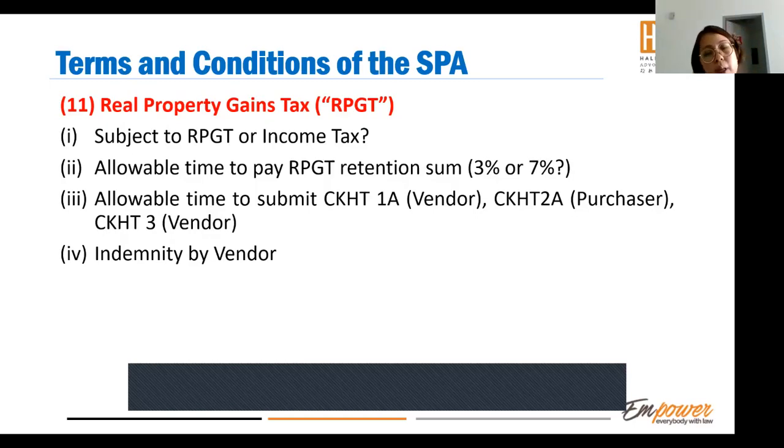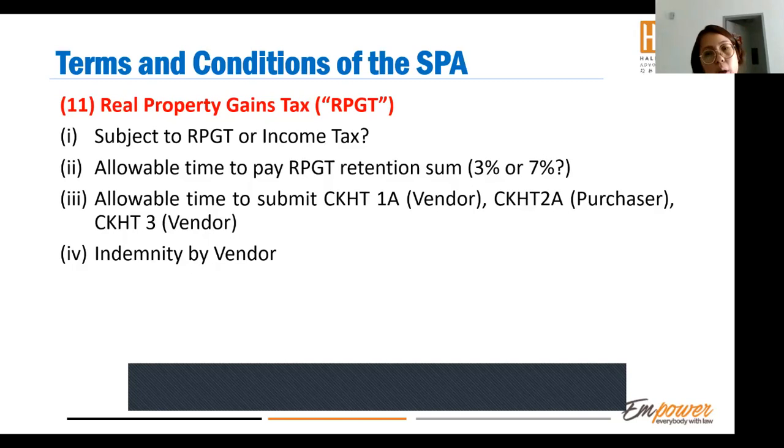Remember the time to submit the CKHDT 1A, which is the declaration form required under the RPGT Act. CKHDT 1A, CKHDT 2A, or CKHDT 3, all those forms must be submitted to the LHDN, I mean what we call the Inland Revenue Board, within 60 days from the SPA date or from the unconditional date. Please always check your agreement, see which date is applicable for you, right?